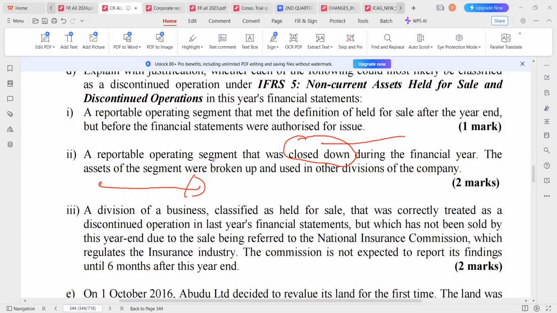You see, the segment was shut down, right? So it means that segment A was shut down and its assets were reused.